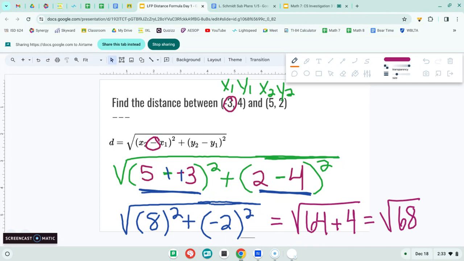The square root of 68, we know will be between 8 and 9. It ends up being 8.25 approximately, because that's a rounded answer.